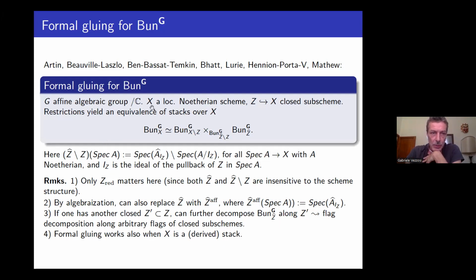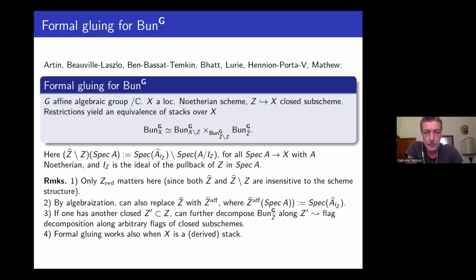So in the same setting as before, but X can be any locally Noetherian scheme, and you take a closed subscheme Z. Then you have a map from the stack of G-bundles on X to the stack of G-bundles on X minus Z, so on the open complement, times the stack of G-bundles on the formal neighborhood Z hat of Z, which are compatible on the punctured formal neighborhood, which is Z hat minus Z. And the restriction map is an equivalence of stacks. That's formal gluing in this general form.